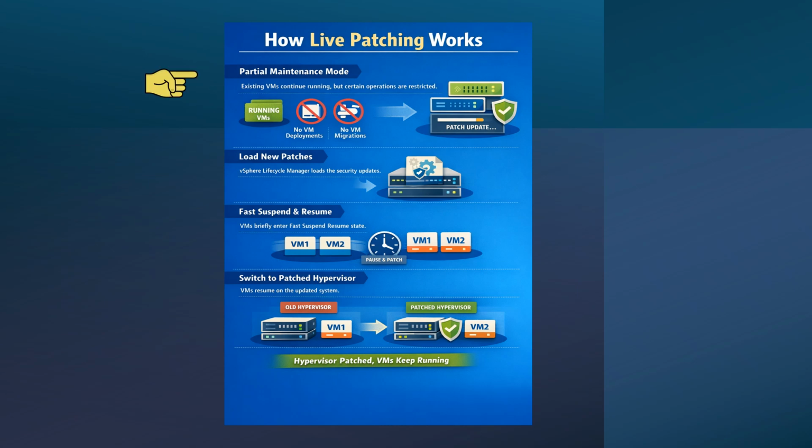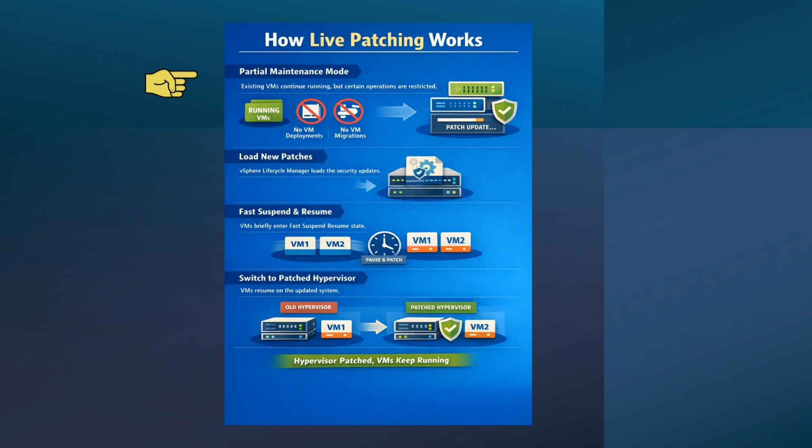Step 1 is partial maintenance mode. First, the ESXi host enters something called partial maintenance mode. Now, this is different from normal maintenance mode, right? In normal maintenance mode, all VMs must be migrated to other ESXi hosts. But in partial maintenance mode, existing virtual machines continue to run on the same host.